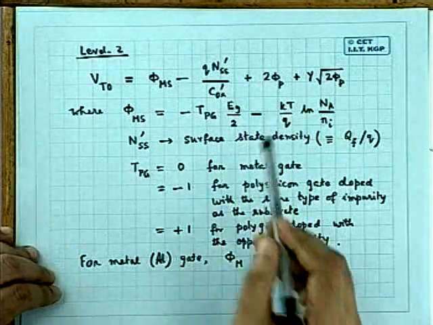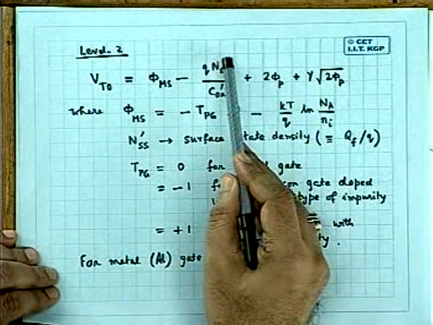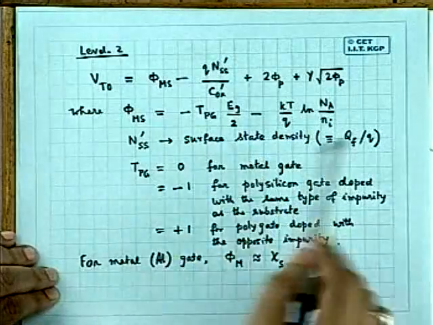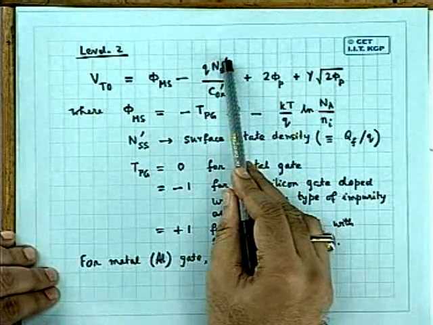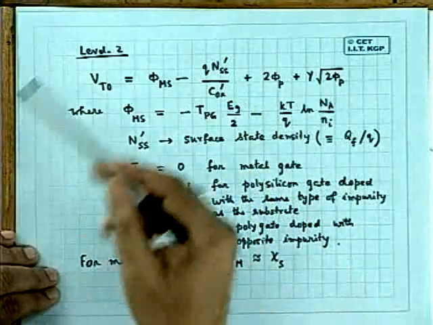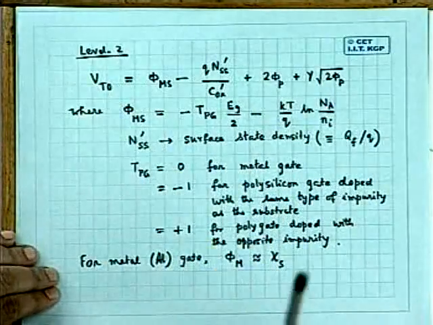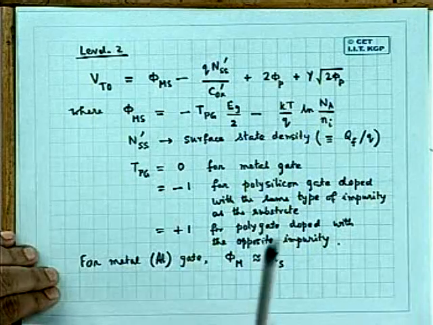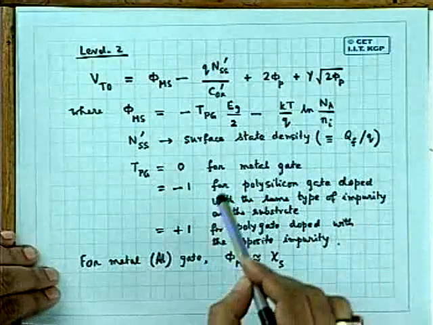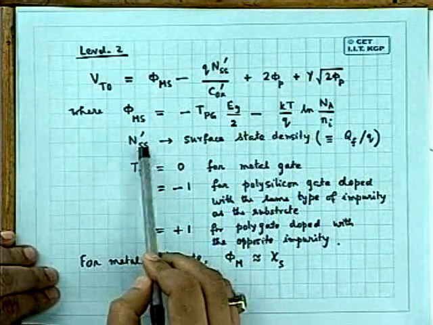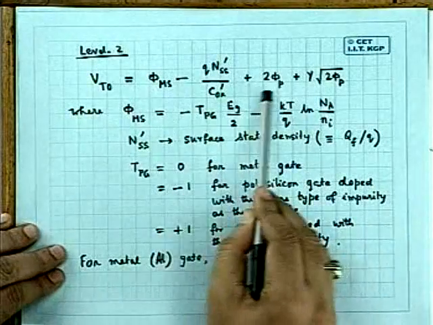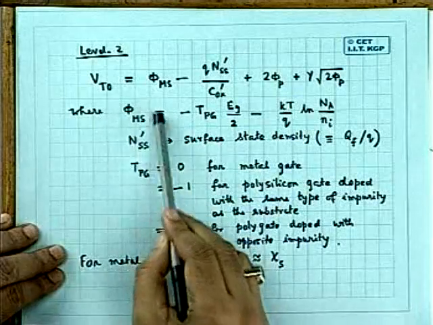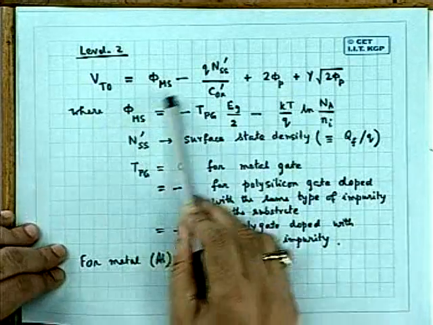This dashed, of course, has a significance. When we put the prime, it means per unit surface area value. If we do not put the prime, it is the total value. Please remember, COX without prime, undashed COX, is the total oxide capacitance, whereas COX dashed is oxide capacitance per unit area. Similarly for NSS dashed.